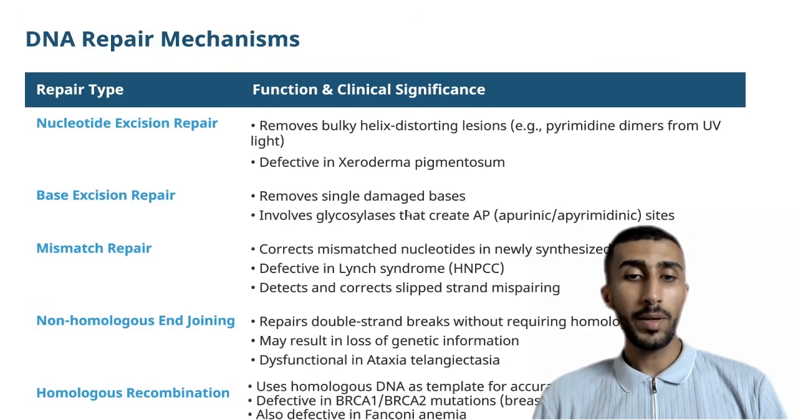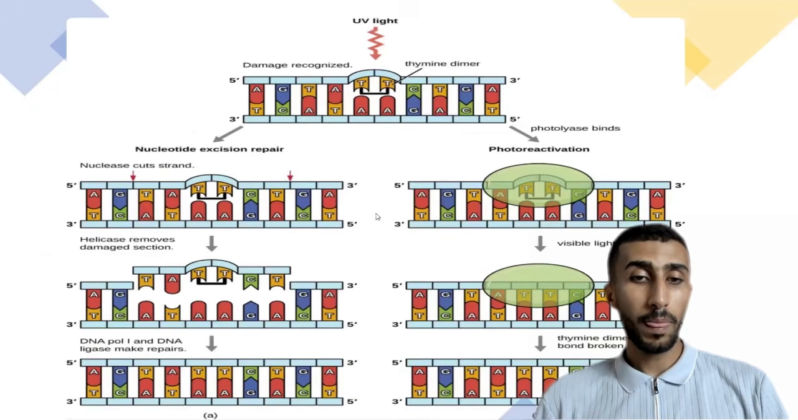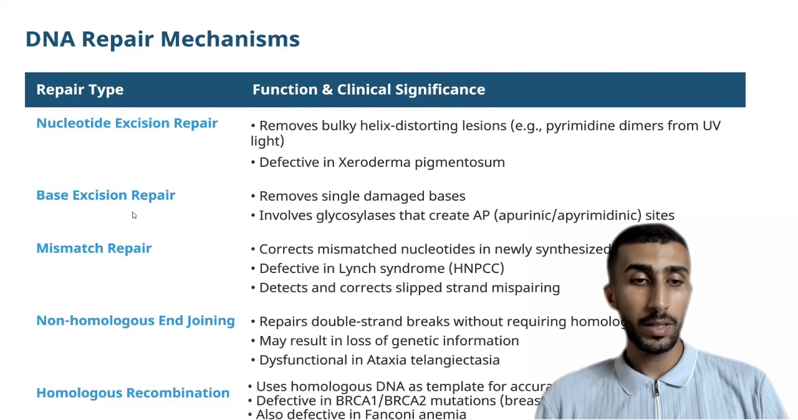Next is the base excision repair. It removes single damaged bases. So instead of removing bulky helix-distorting lesions as in nucleotide excision repair, base excision repair is different. It removes single damaged bases. It involves a glycosylase that creates abasic, apurinic and apyrimidinic sites. So we're going to act at the level of the bases of cells, removing the purine and pyrimidine bases. So this is another level of repair.